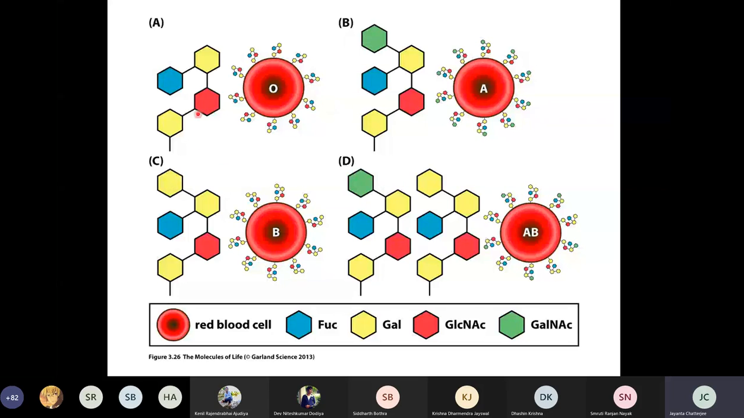All right, and this is all because of the antibody response that you have, because of the glycosylation patterns. So this is all about glycans. Now, if you have any questions, you can ask me before we go to the protein part.